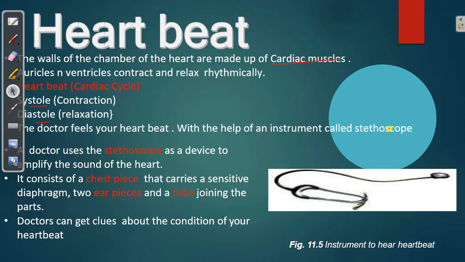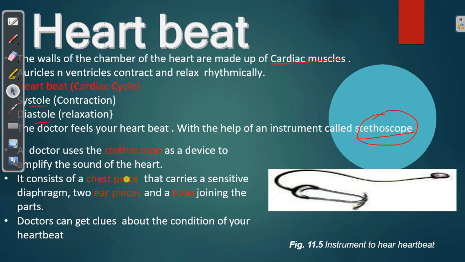The doctor feels your heartbeat by an instrument known as a stethoscope. We are all very well aware of this instrument. There is an earpiece the doctor puts into his ears and one chest piece which he keeps on the patient's chest to check whether everything is proper. And there is a tube which gives the sound of the heartbeat to the doctor. So how can you listen to your heartbeat? By an instrument that is said to be a stethoscope.